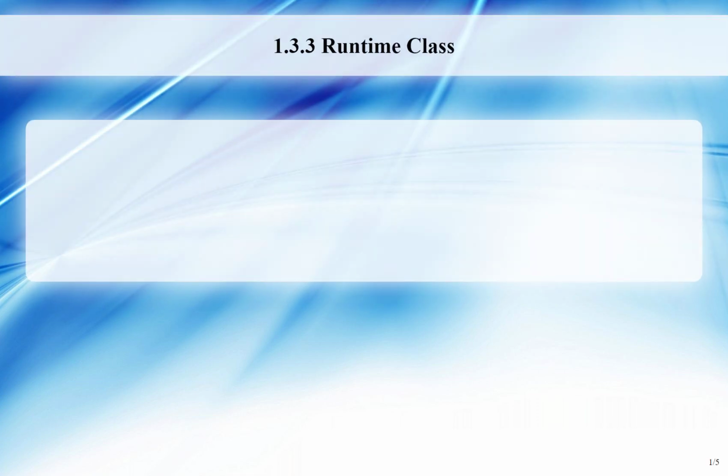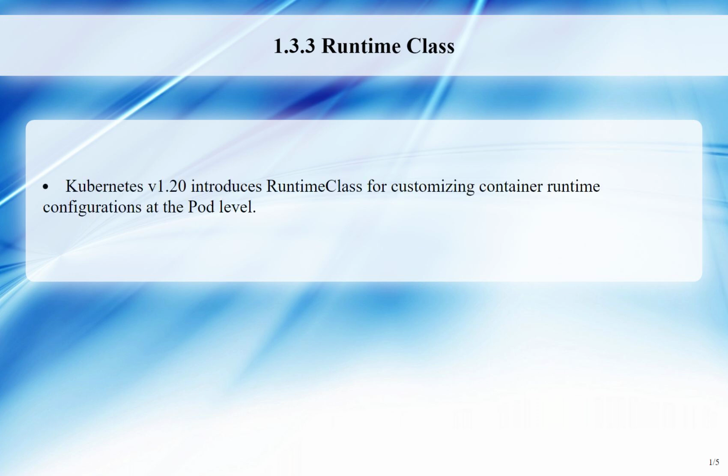Chapter 1.3.3 Runtime Class. Kubernetes v1.20 introduces the Runtime Class resource and runtime selection mechanism, allowing for the customization of container runtime configurations used to run a pod's containers. This feature enables users to specify the container runtime configuration for each pod.